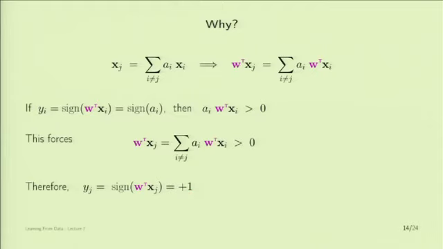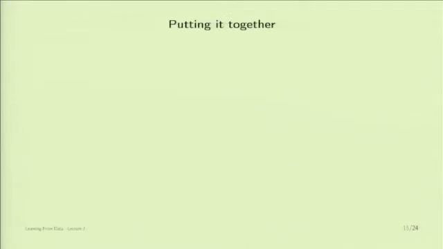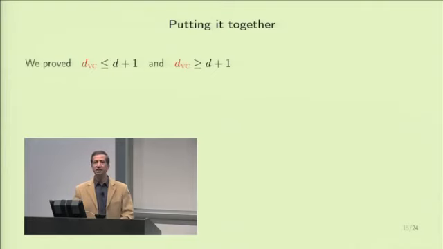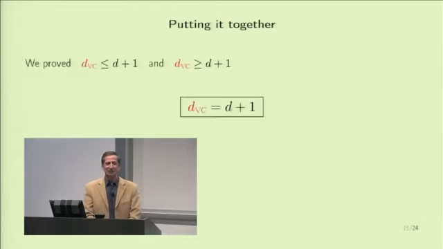So let's put it together. First, we showed that the VC dimension is at most d plus 1, and then we showed that it's at least d plus 1. Or actually, did we do it this way or the other way around? Okay, that's another quiz. No, it's not another quiz. The conclusion is that the VC dimension is d plus 1. And now, for the d-dimensional perceptron, the VC dimension is d plus 1.